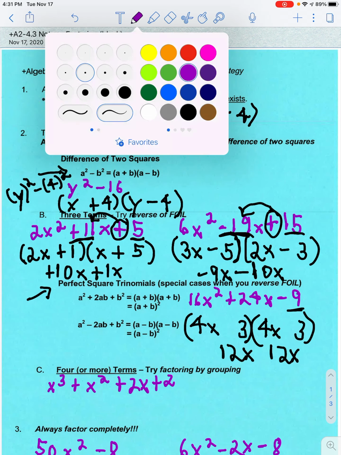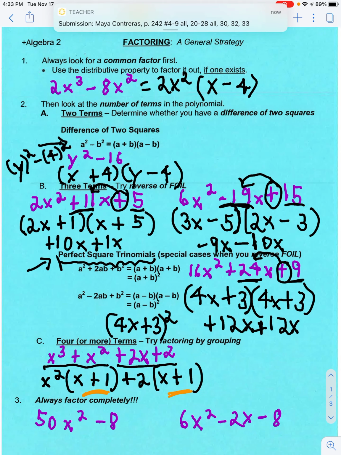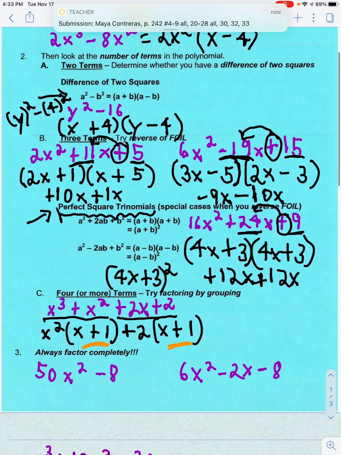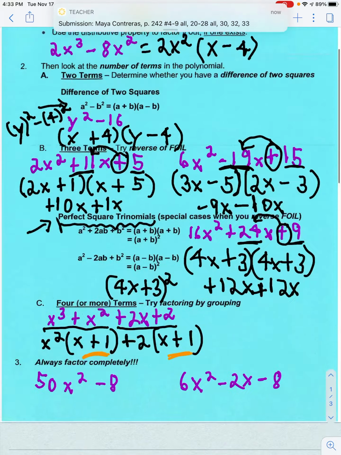And positive 2 times x is 2x, and positive 2 times 1 is 2. It's important for you to understand, for factoring by grouping to work, these 2 factors have to be the same, which the good news is they are. And so now I can regroup.